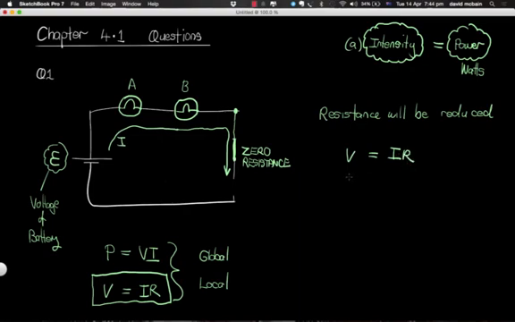If we rearrange this so that I equals V over R, and we've reduced R, because we've removed one of the resistors effectively by closing this switch, and the battery voltage remains the same, that means our current is going to go up. So that means that current will increase.